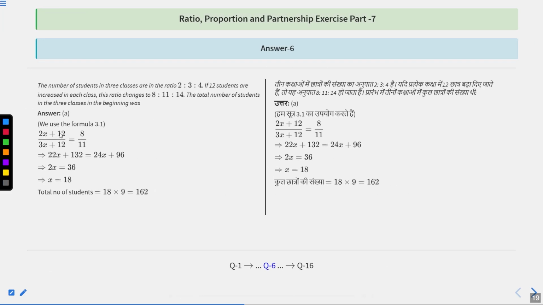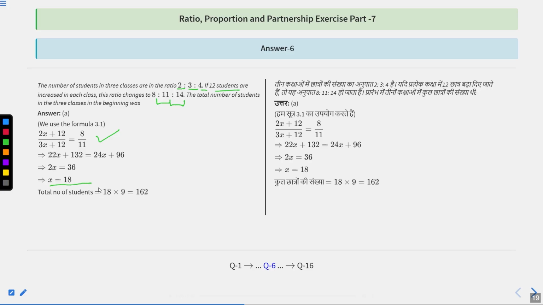According to the question, (2x + 12)/(3x + 12) is equal to 8/11. We can say that because the students in the classes are given as 2:3:4. So when we add 12 students, the ratio will become 8:11:14. So when we take only the ratio of the first 2 classes, 2:3, we can add 12 and get the ratio 8/11. When we solve it, we get the value of x, which is 18.